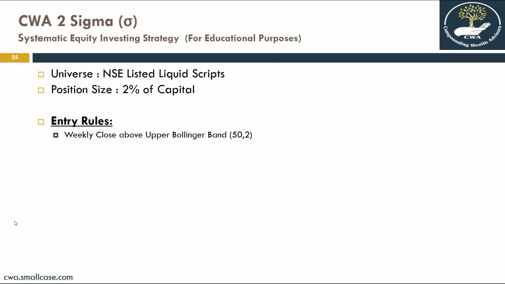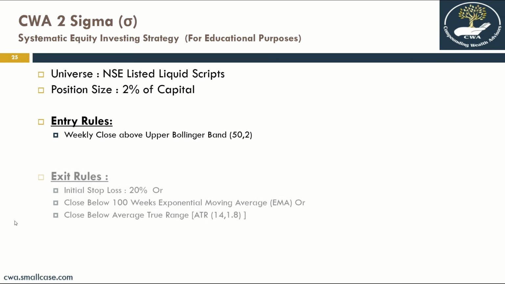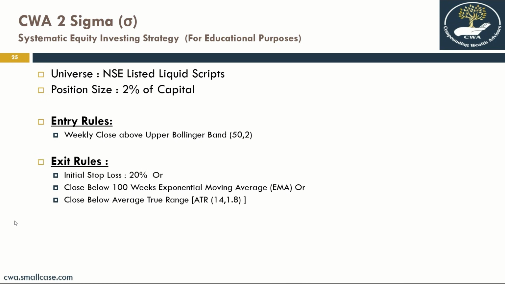What are the rules? Well, there is only one condition for entry, wherein the weekly close of the price should be above the upper Bollinger Band having setting of 50 and 2, where 50 is the period and 2 is the standard deviation from the moving average, which is where CWA 2 Sigma derives its name. What are the conditions for exit?